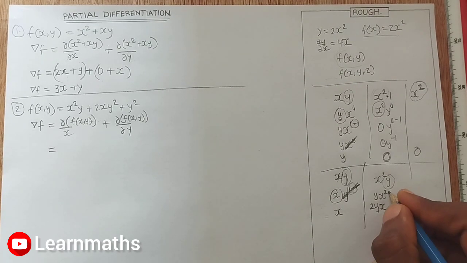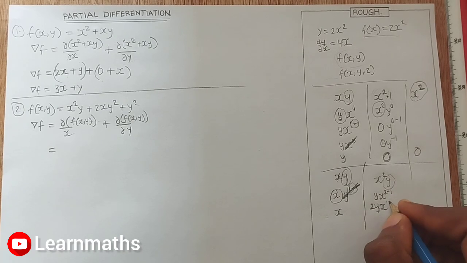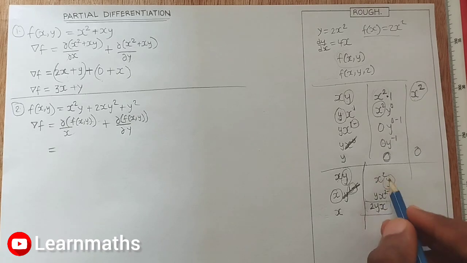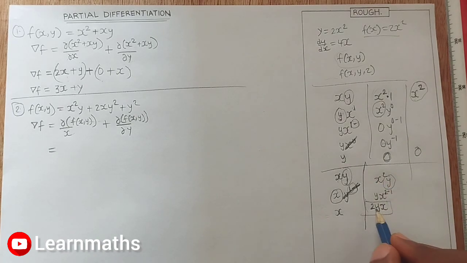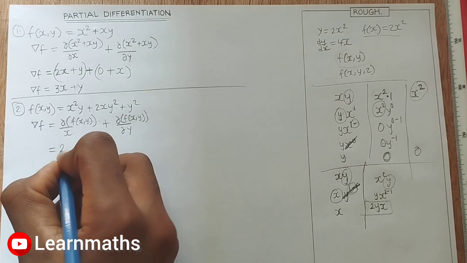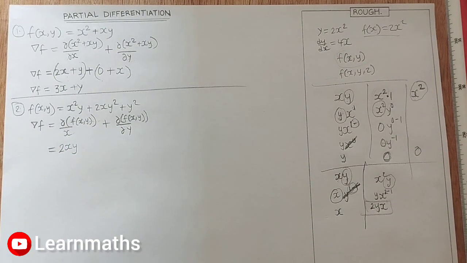Then I'm going to reduce the power of x by 1. That's going to become 1, right? So the differential of x squared y with respect to x is 2yx or 2xy, right? So let's put that down here. Going to be 2xy. You understand, right?